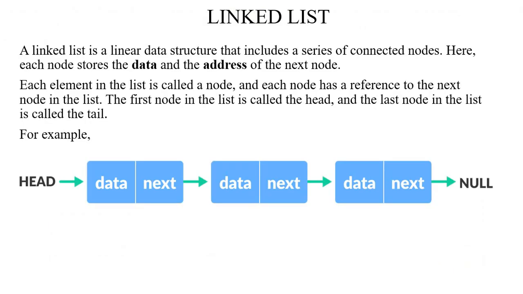RMD Engineering College. In this lecture, we will see about a linked list. A linked list is a linear data structure that includes a collection of nodes. Here, each node stores the data and the address of the next node. Each element in the list, we call it a node.